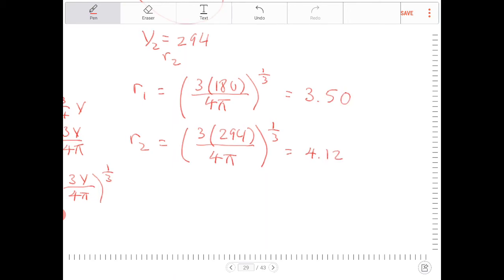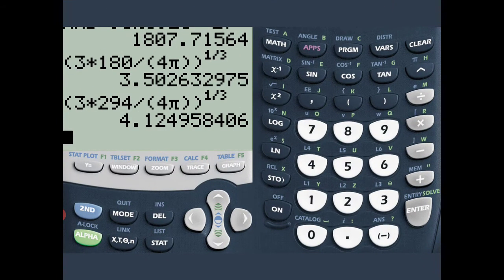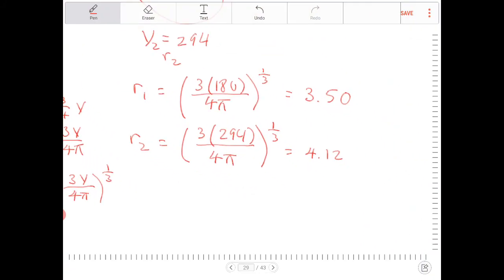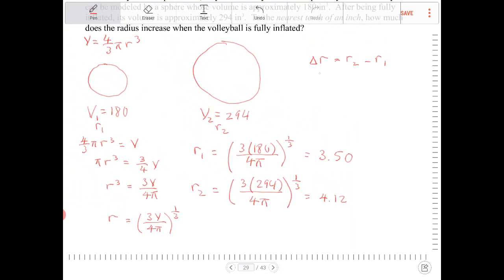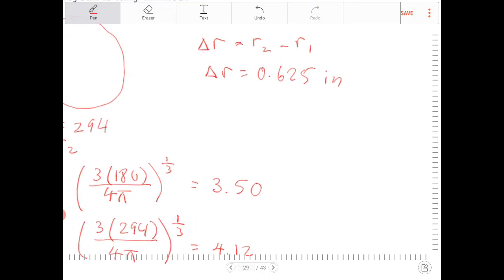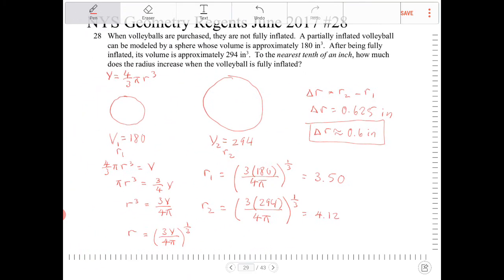So now I'm going to subtract the two. 4.12 minus 3.5. So that will give me 0.625. So delta R is equal to 0.625 inches. But they wanted us to round our answers to the nearest tenth of an inch. So that's just simply 0.6 inches. And that's it.